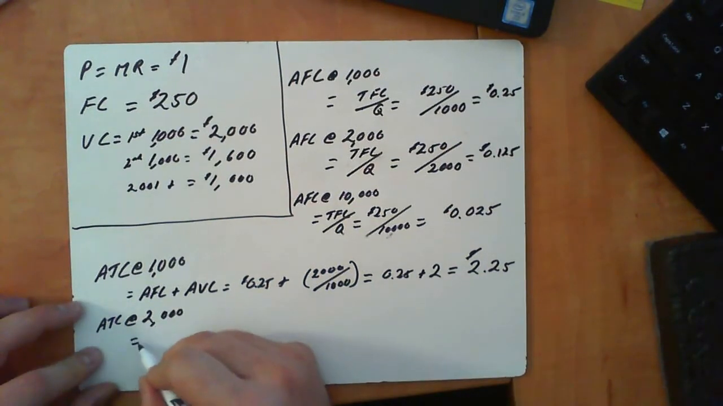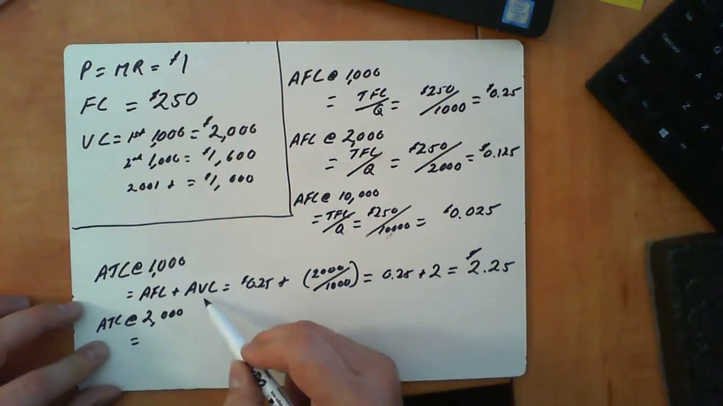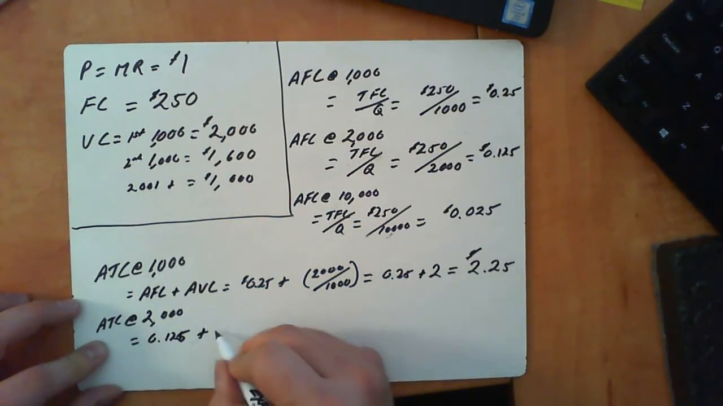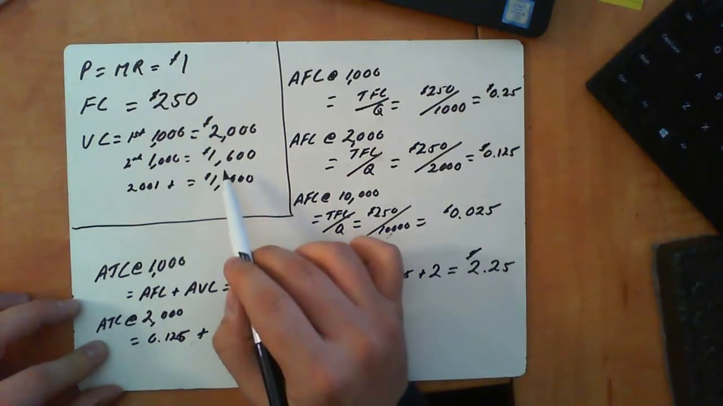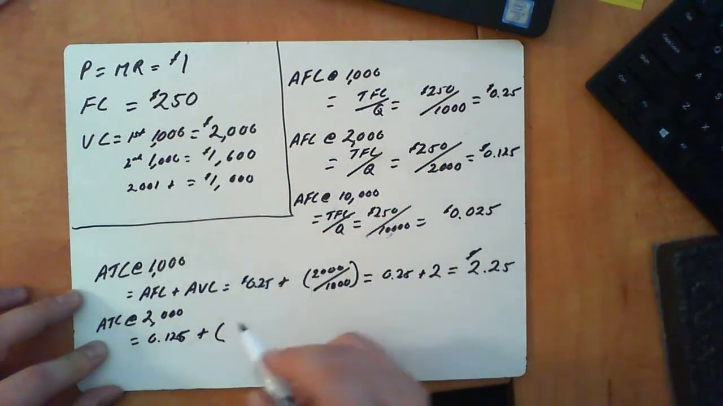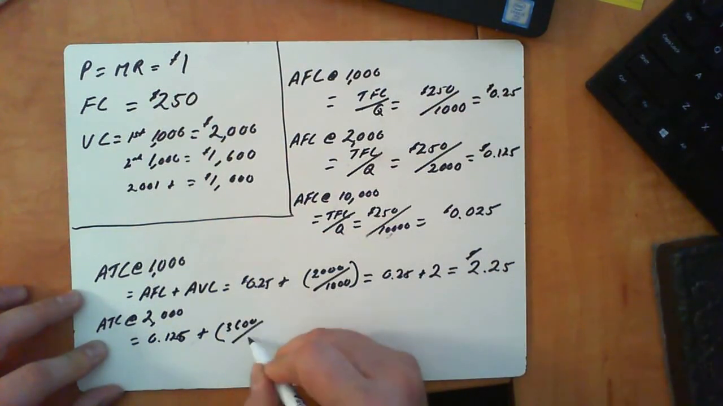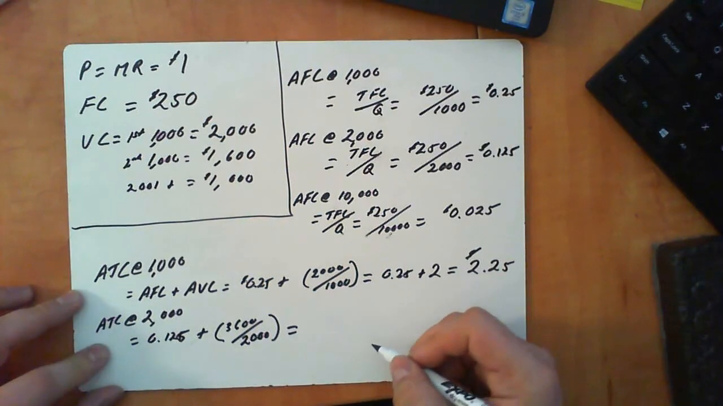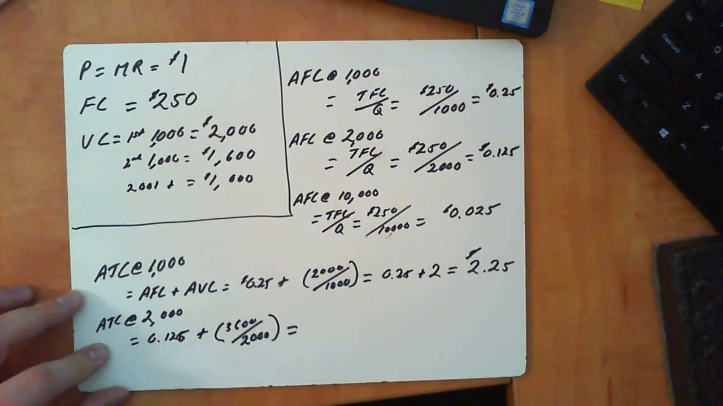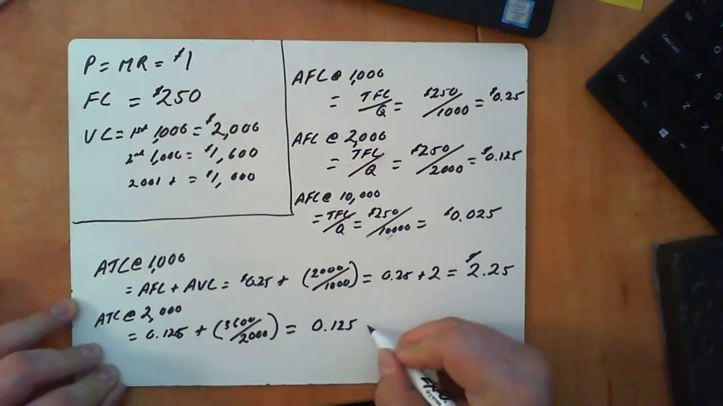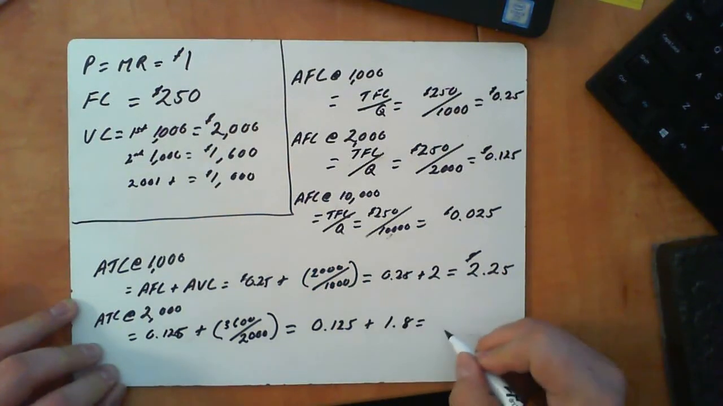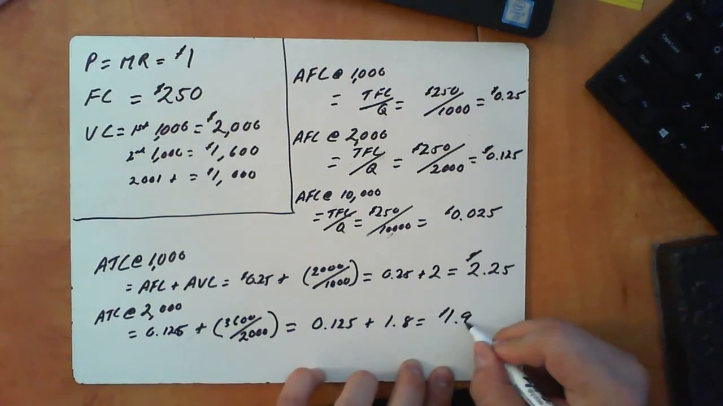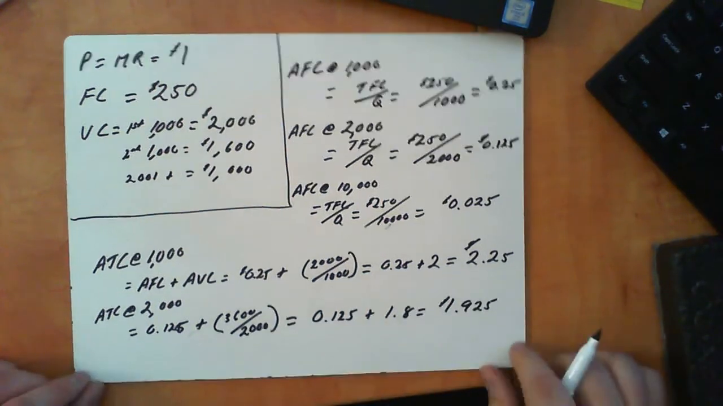So let's do the same thing for at 2,000. So the average total cost at 2,000 posters, again, is equal to our average fixed cost plus our average variable cost. 2,000 is 0.125 plus, 2,000 posters, so the new total cost is the 2,000 plus the 1,600, which is the 3,600, divided by the 2,000 posters. So it's equal to 0.125 plus 1.8, so that equals a total of $1.925.